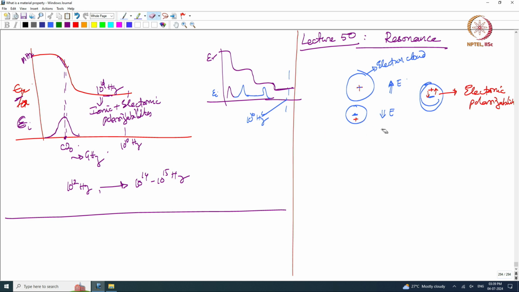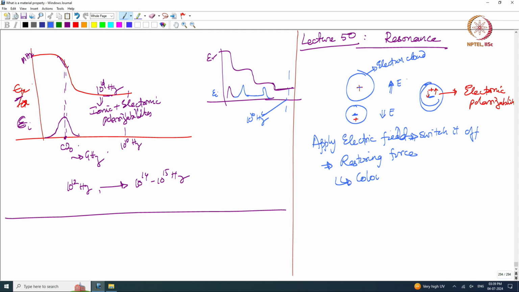Instead of moving the nucleus I am just moving the electron cloud, but this is a relative motion. If I apply an electric field and then switch it off, I have a restoring force. Why do I have a restoring force? Because the nucleus tries to pull the electrons, and that restoring force is the Coulombic force between the nucleus and the electron. This is positive charge, this is negative charge, and there is a force in this direction.